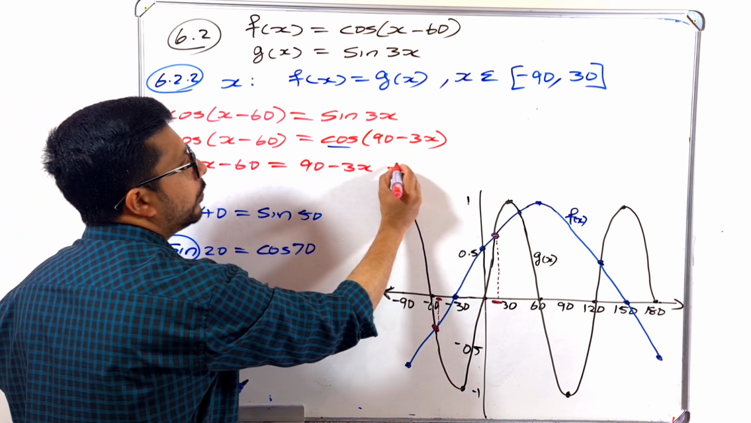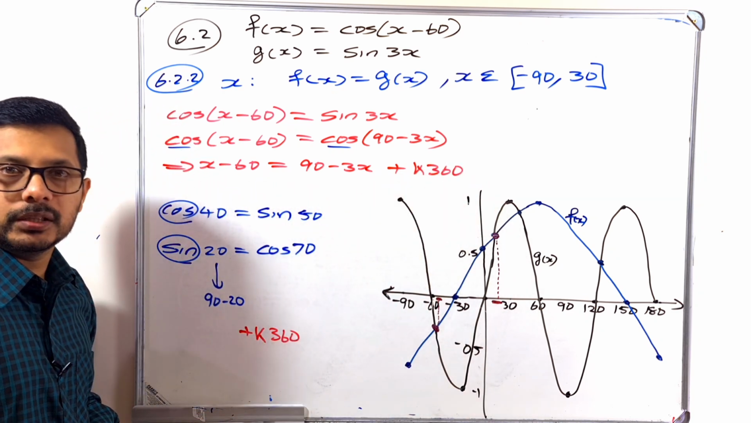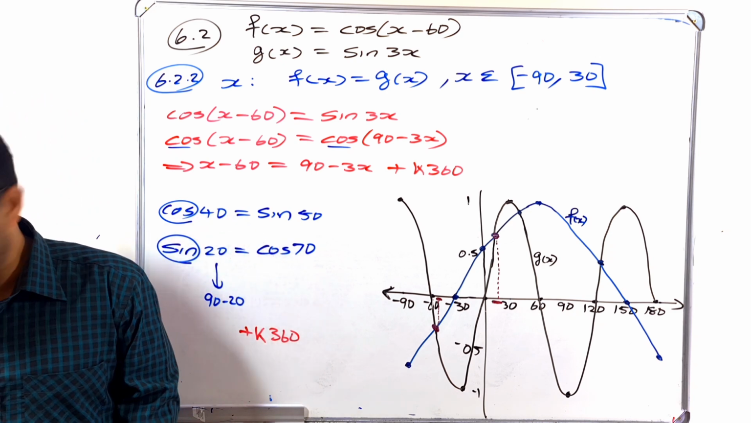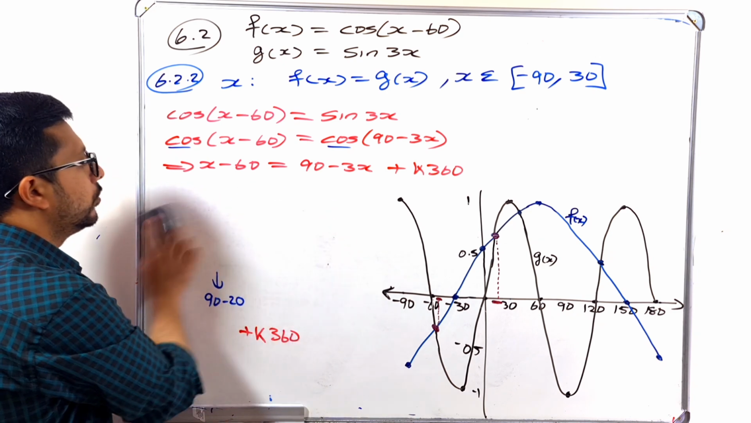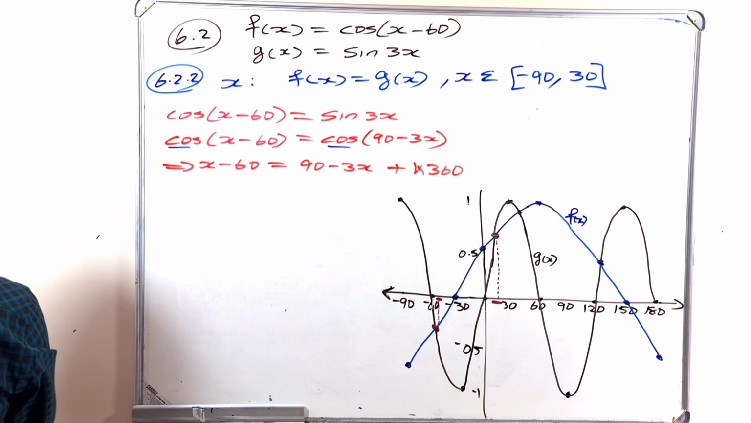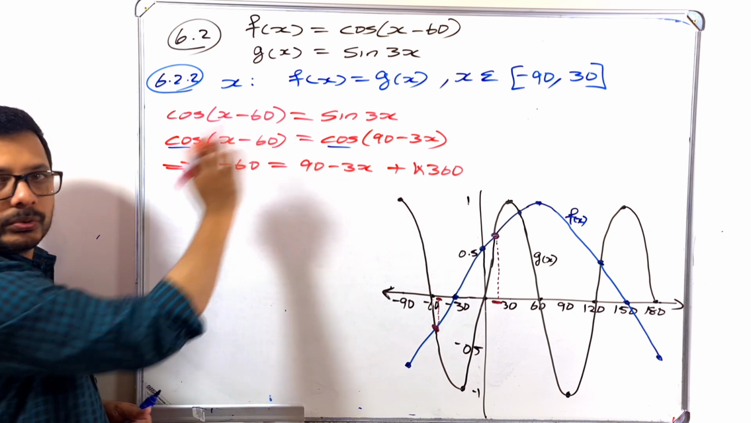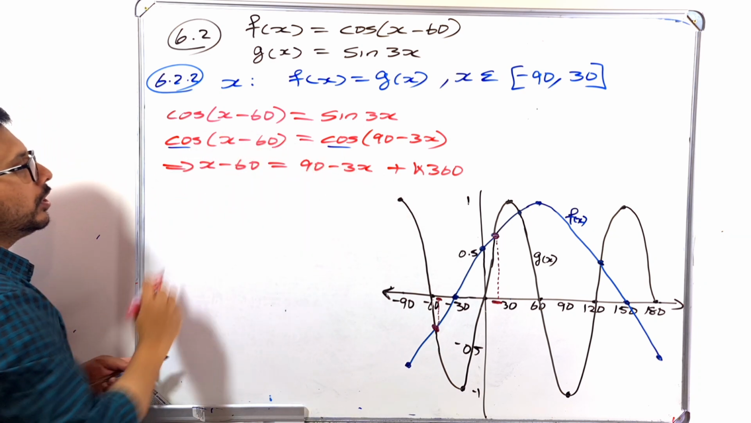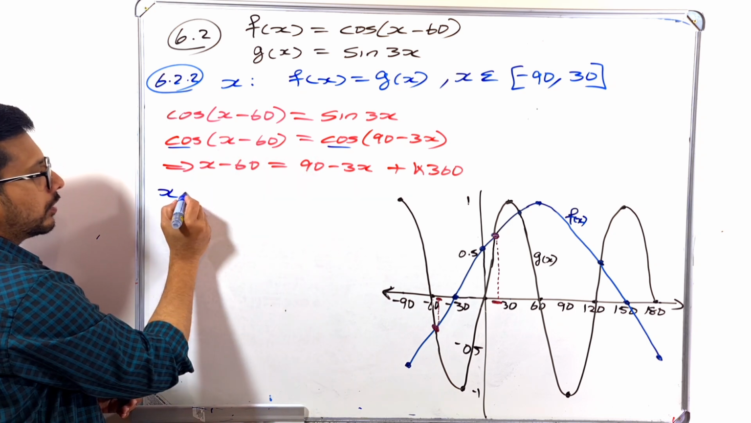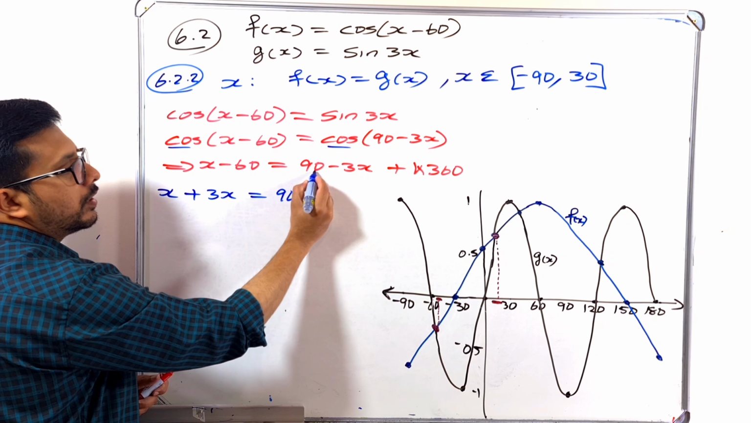Then we have to add k times 360 because we are trying to find the general solution. Okay, so now what is the next step? We have to arrange this and try to find an equation for x. Take this minus 3x to this side, so it is going to be positive 3x. So 3x on this side is equal to 90 on the right side.